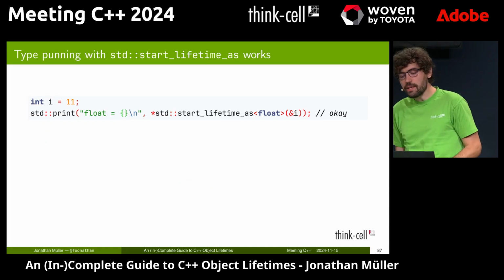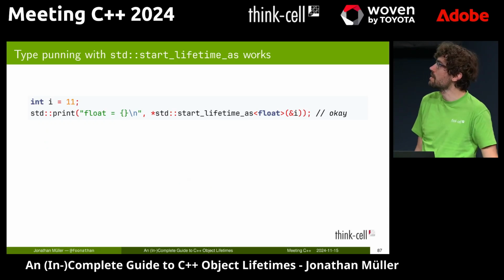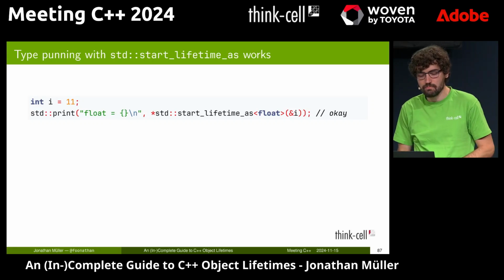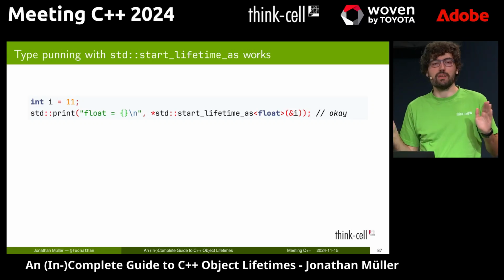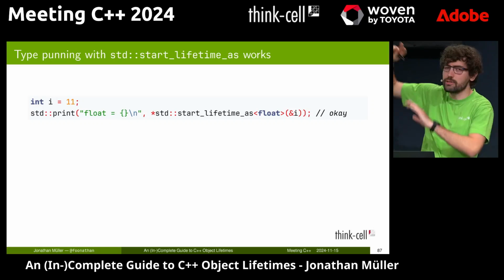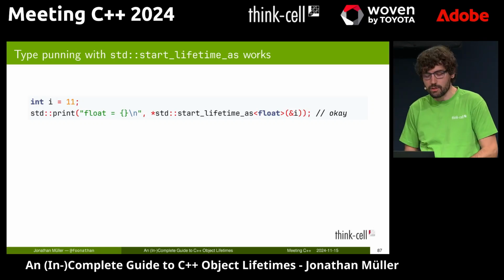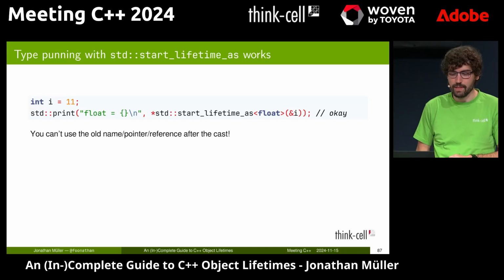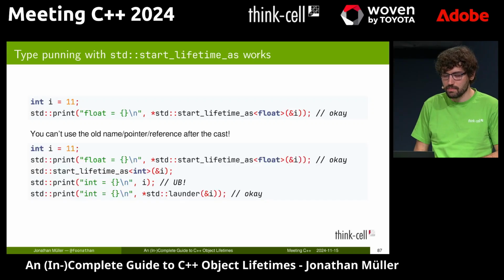Now, type punning with start lifetime as works. It's weird, but it works. So we've got our int, we start the lifetime of the float object. Then we can use it. This is perfectly fine. It will create a float object without touching the bytes, so now we have a float. It's just a bit of an odd way to do type punning because we no longer have an int, right? This ended the lifetime of the int object.